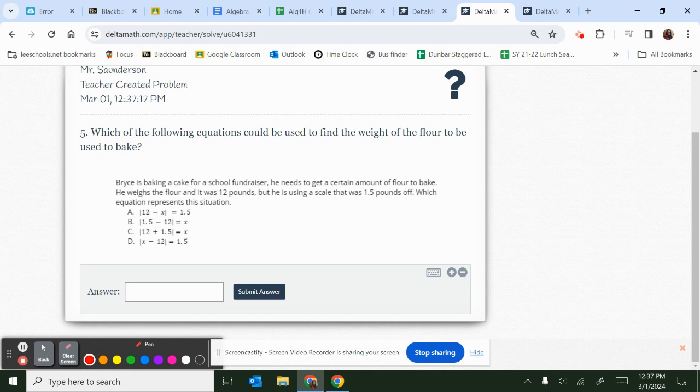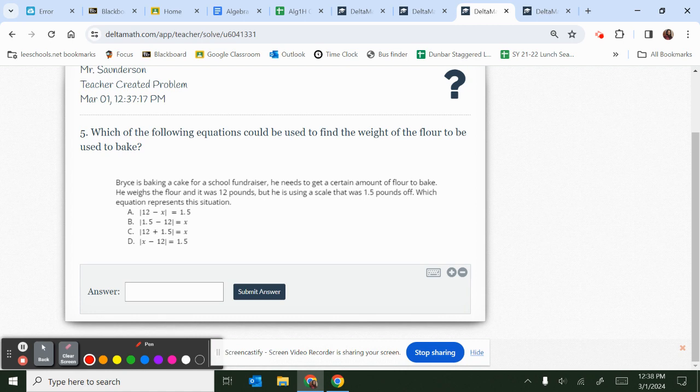So it says, which of the following equations could be used to find the weight of the flour to be used to bake? All right. So it says Bryce is baking a cake for a school fundraiser. He needs to get a certain amount of flour to bake. He weighs the flour and it was 12 pounds, but he is using a scale that was 1.5 pounds off. Which equation represents this situation?